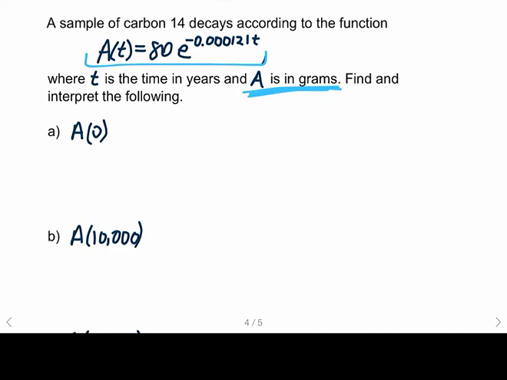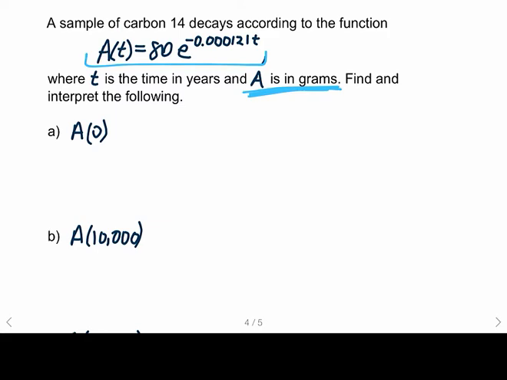The negative 0.000121 is a decay rate that is unique to the substance. So that's not a constant that's always there. Just like the bacteria, there is a rate associated with the particular situation. What I need you to be able to do is find A of 0, and that's what really matters. Let me make a note, though, that this function is really of the form A is equal to P e to the rt. You see, it's the same function, but it's got different symbols again.